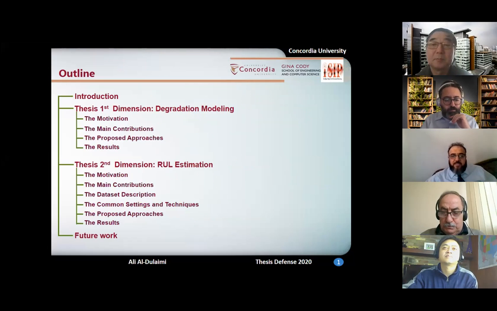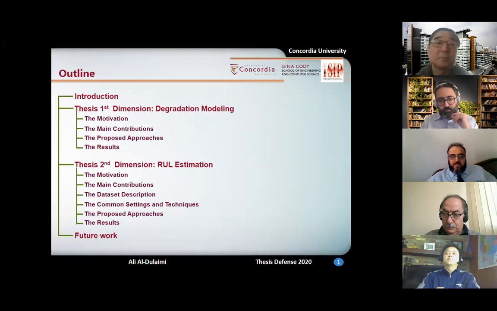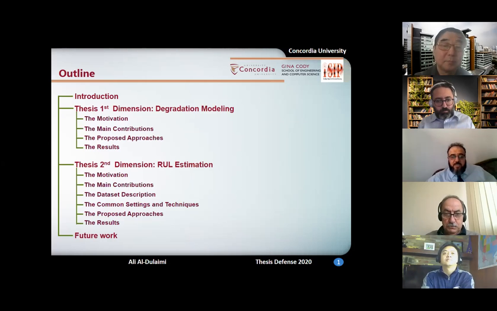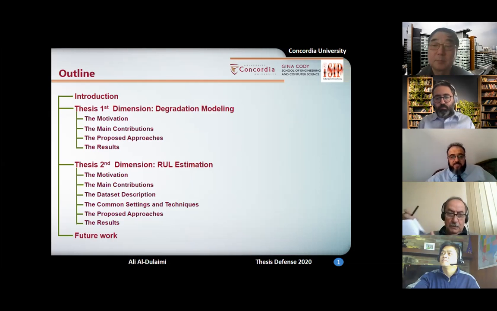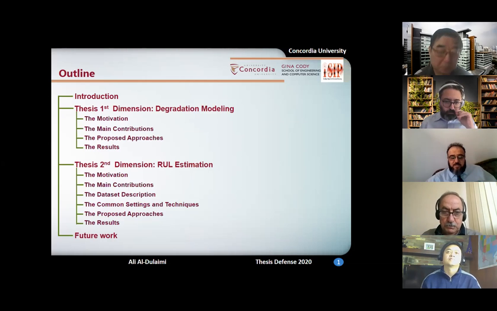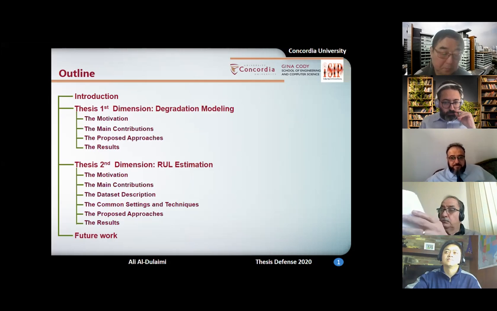In this presentation, I'll start with a brief introduction and then move to the first dimension of my thesis, which is the degradation modeling: the motivation, the main contributions, and some details about the proposed approaches, ending with the results. Then we will move to the second dimension of my thesis, which is the RUL estimation: the motivations, the main contributions, a brief description of the data set used, the common settings and common techniques used in most of the approaches, and then some details about the proposed approaches and the results, ending with the future work.